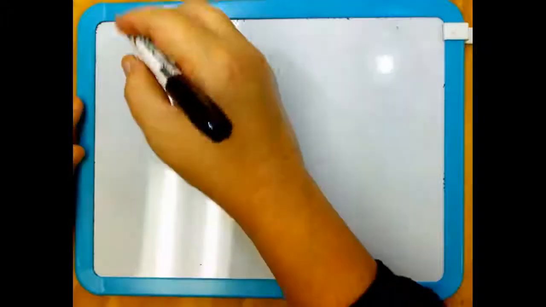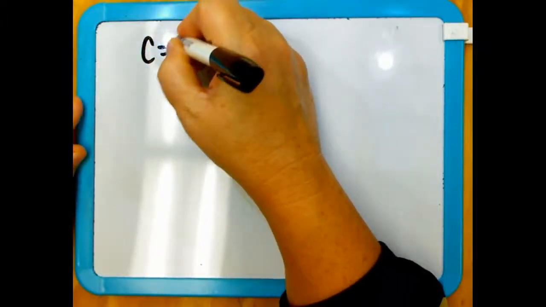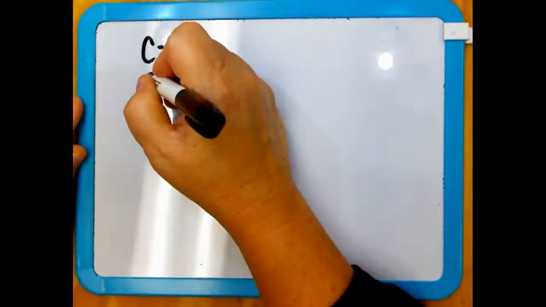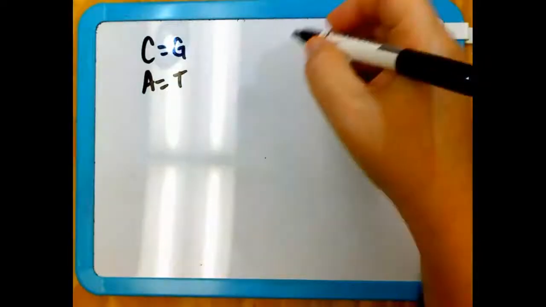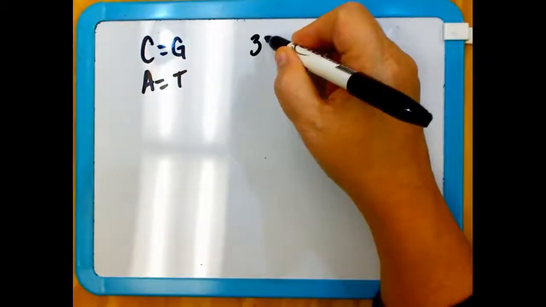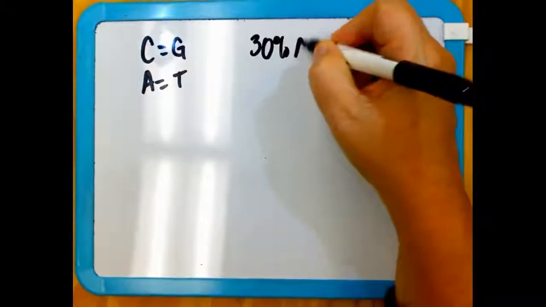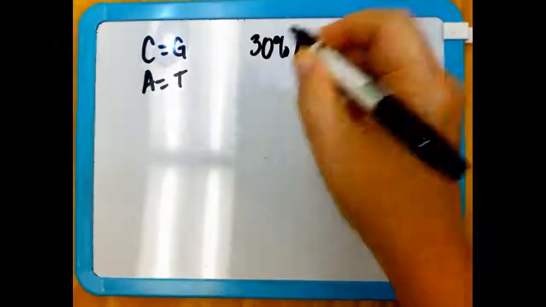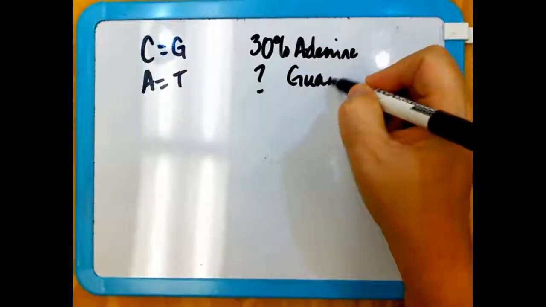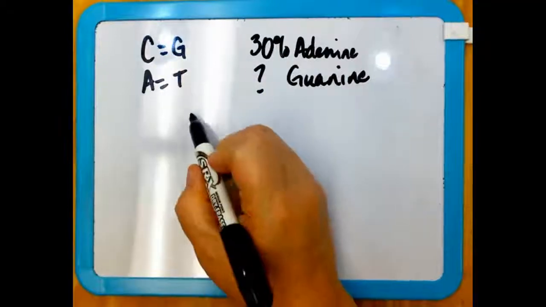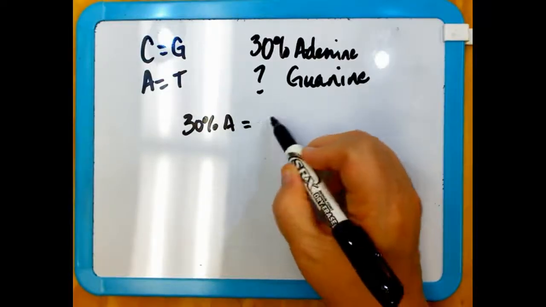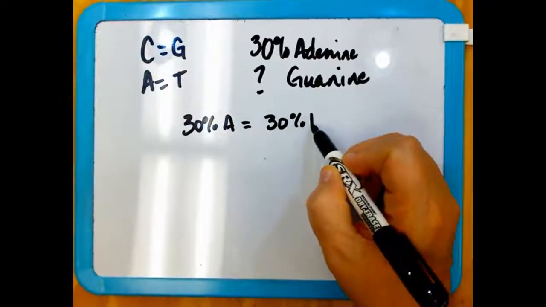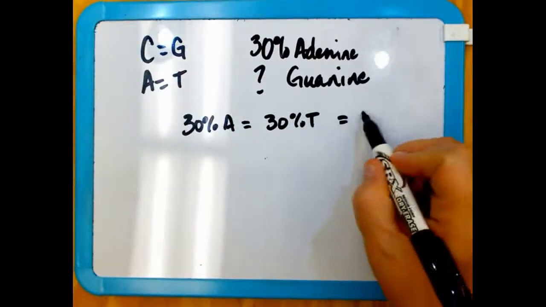So some of you just can't remember how to do the Chargaff's rule question. So you have to know that G equals C and A equals T. So if I tell you that there's a certain amount of something, let's say we have 30% adenine, and I want to find out how much guanine. So what you have to do is, if there's 30% adenine, we'll just use A, that means there must be 30% T. And 30 and 30 equals 60%.